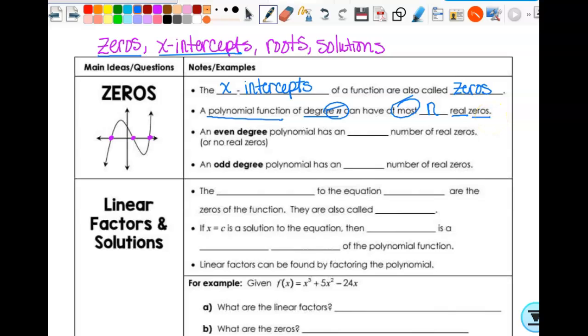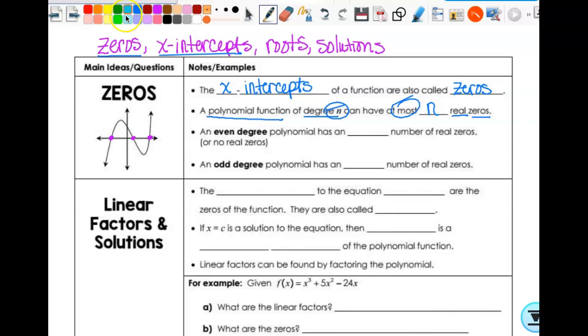So if the degree is 5, I can't have 6 real zeros. If the degree is 5, I can have at most, which implies I don't have to have 5, right? At most 5 real zeros. So some of them might be imaginary, but I'd have at most 5 real zeros.